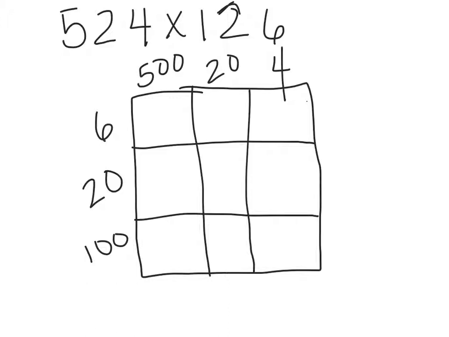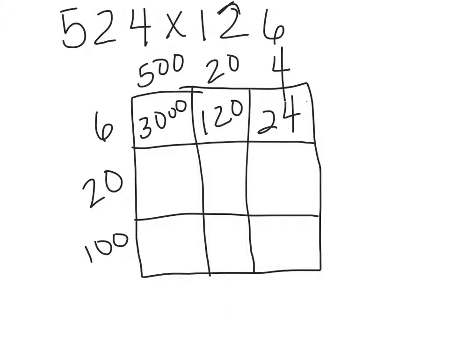6 times 500 is 3,000. 6 times 5 is 30, and then my hundreds place gives me 2 zeros. 6 times 20 is 120, and 6 times 4 is 24.